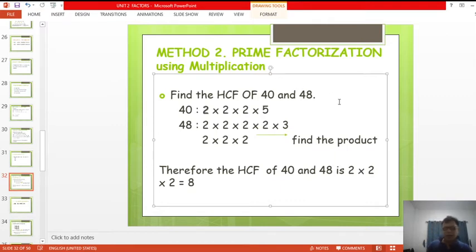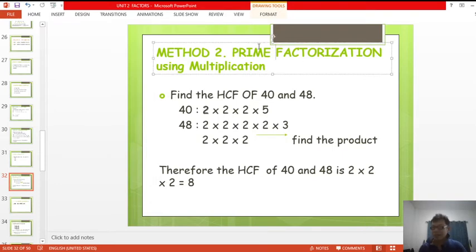Okay, so again, we use the same numbers, 40 and 48. So how are we going to do this? Again, you have to think of prime numbers this time. Why? Because this is prime factorization. So we think of prime numbers. Again, you have to try to recall your multiplication skills. So we have to make this number using multiplication with prime numbers.